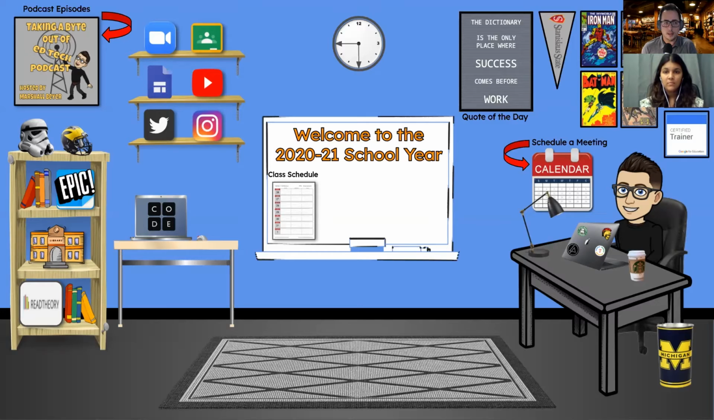Some things aren't, but on the shelves there, those are Zoom. So if I was in the classroom and I wanted my kids to jump into Zoom, they could click on that. It would take them to Zoom. The Google Classroom would take them to Google Classroom. The Google Sites logo would take them to my class website. The YouTube logo takes them to the YouTube channel. The Twitter logo takes them to my Twitter page. The Instagram takes them to my Instagram page, those types of things. So that's the idea behind a Bitmoji Classroom.